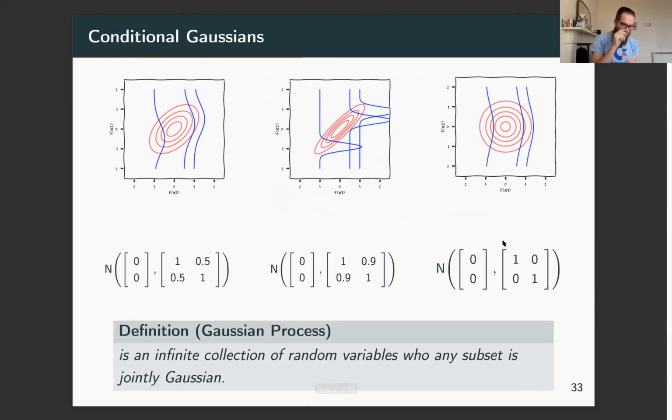So now we can write down the definition: a Gaussian process is an infinite collection of random variables whose any subset is jointly Gaussian. So what this really means is that I have an x-axis. I can take infinitely many slices. Any slice that I take, the collection of those outputs is jointly Gaussian. And that's it.